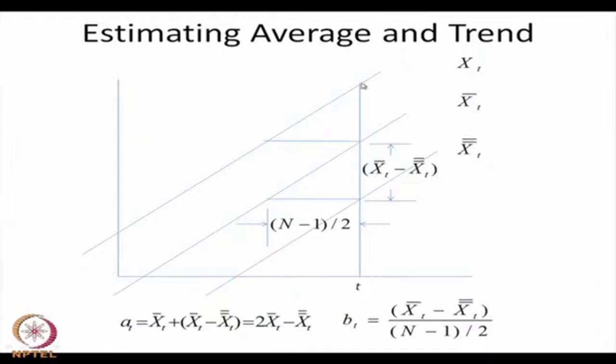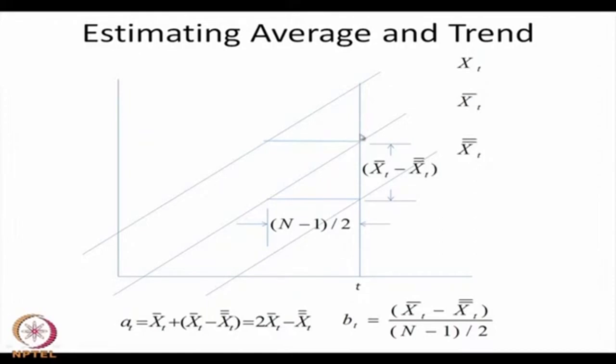That means, suppose that we are interested to find out this value, this will be equal to x bar t plus this quantity, and this quantity is nothing but this quantity. So, a t is equal to x bar t plus x bar t minus x double bar t. This quantity is equal to this quantity. We have already calculated this. Therefore, this quantity will be equal to 2 x bar t minus x double bar t, and the slope b t is equal to x bar t minus x double bar t divided by n minus 1 by 2.